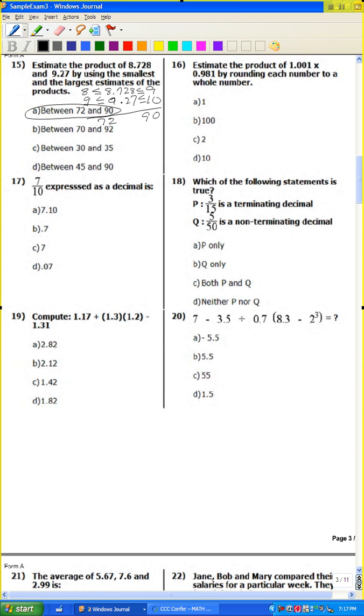Estimate the product by rounding each number to a whole number. And so 1.001 is approximately 1. 0.981 is approximately 1. 1 times 1 is 1. A. Let me do problem number 17. 7 over 10. Well, let's divide. 7 divided by 10 is going to be 0. 70 divided by 10, 7. So the answer is 0.7. B.